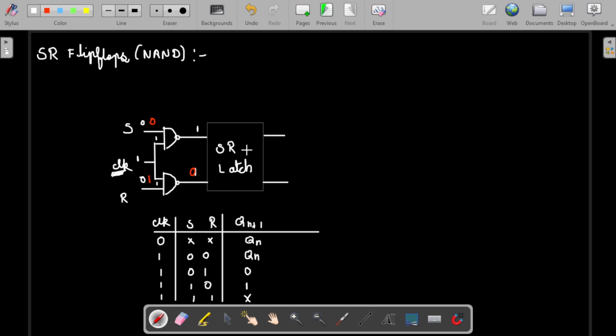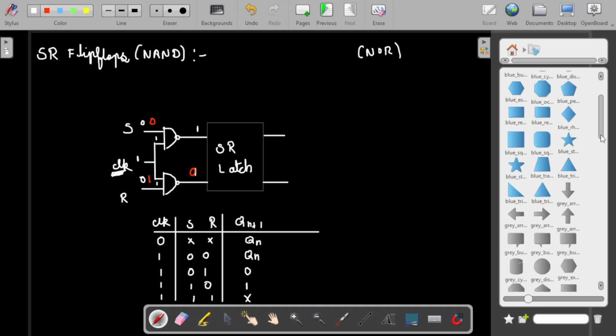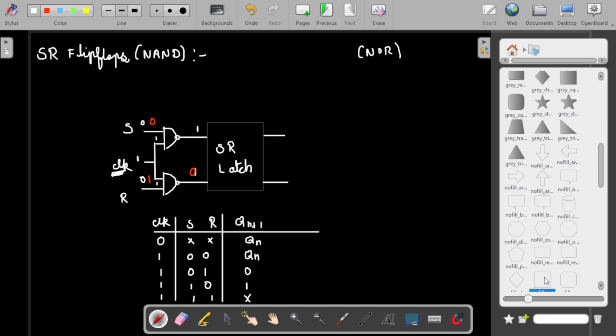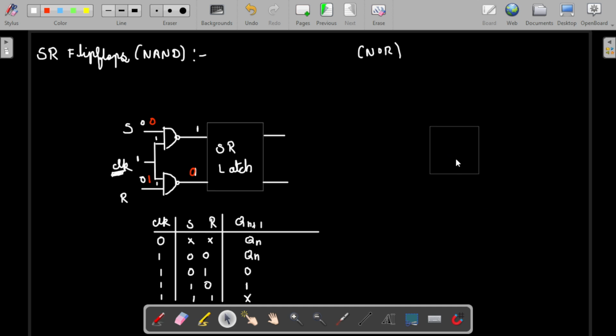Even this can be changed to NOR. With the help of NOR we can also build the logic. The difference is that instead of the NAND gate we will change it into an AND gate. Let me draw it so that you can understand it clearly. This is the SR latch, the same SR latch, but inside it is a NOR gate.